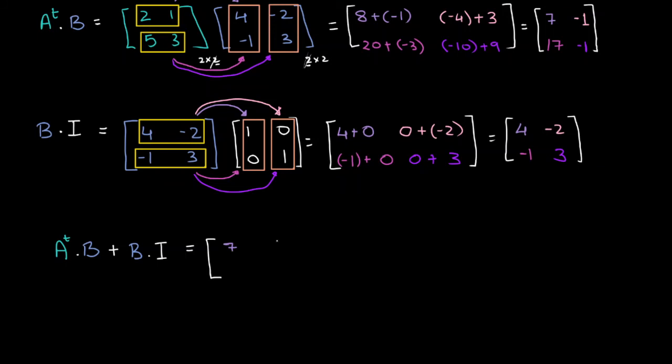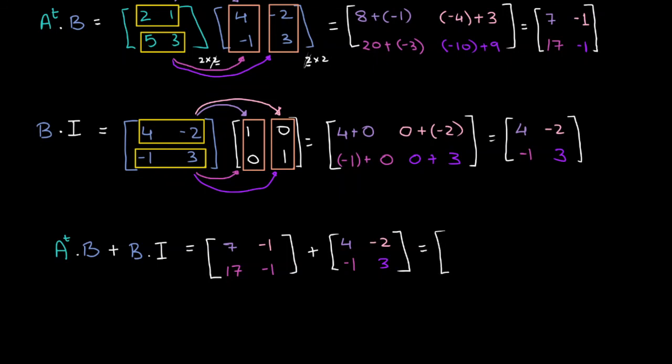minus 1, 17 and minus 1. This is A transpose times B plus B times I, which is 4, minus 2, minus 1 and 3. Right, so now all we need to do is add two matrices. Matrix addition is rather straightforward, just add them element wise.